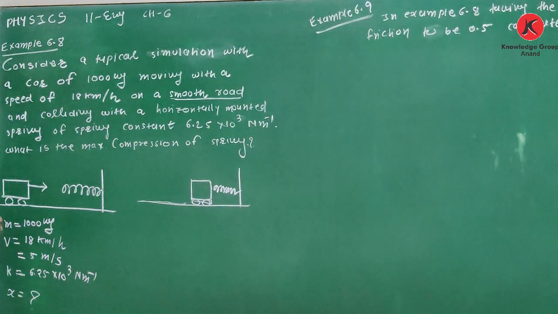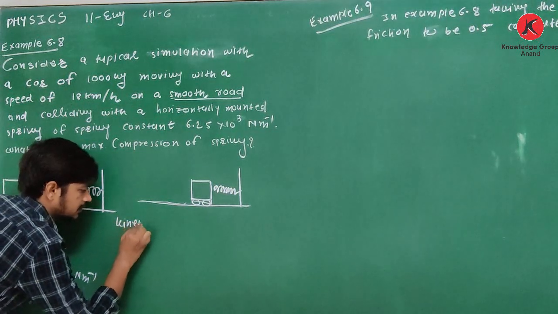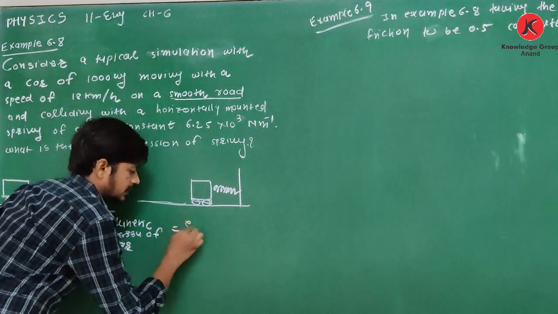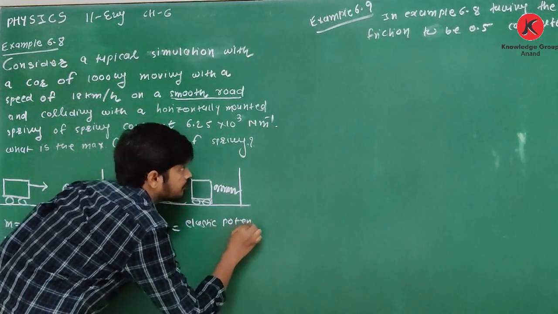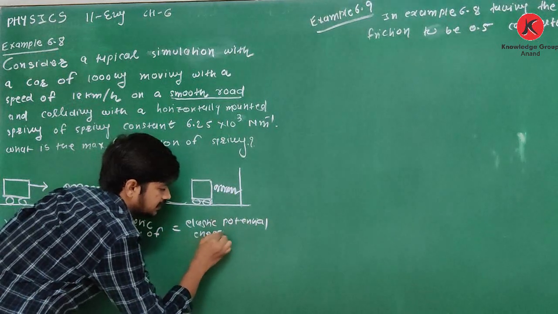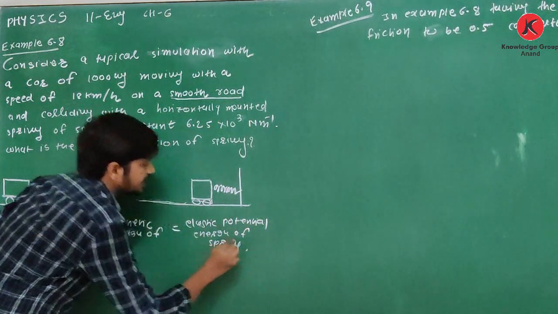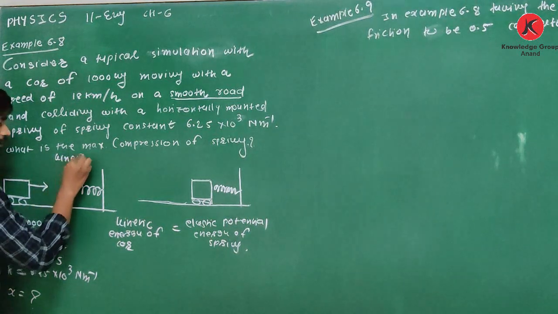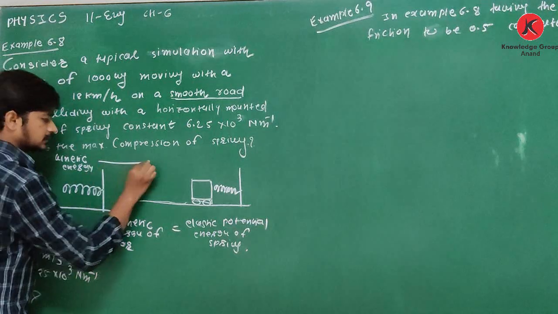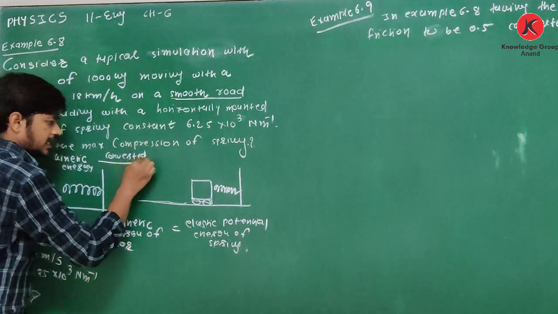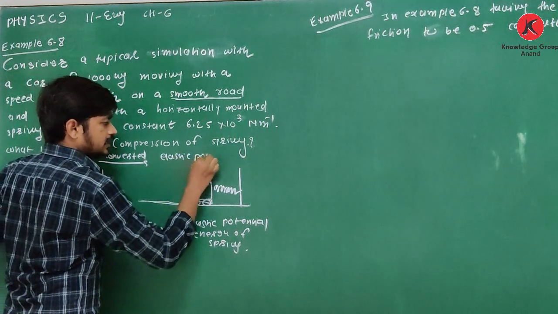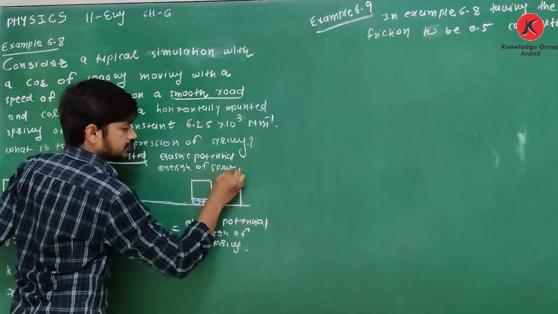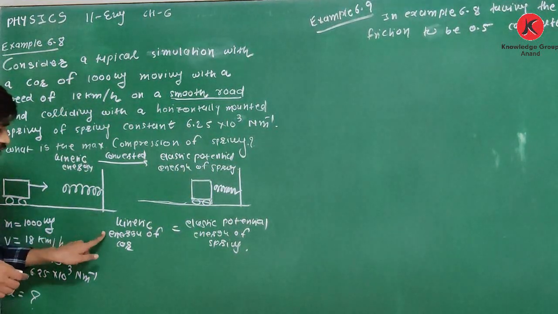Clear about this? So how to write here? Kinetic energy of car is equal to elastic potential energy of spring, because here the kinetic energy of the car is converted into elastic potential energy of the spring. Clear about this? So we can say kinetic energy of car is equal to elastic potential energy of spring.